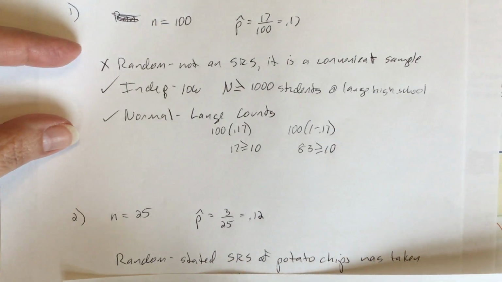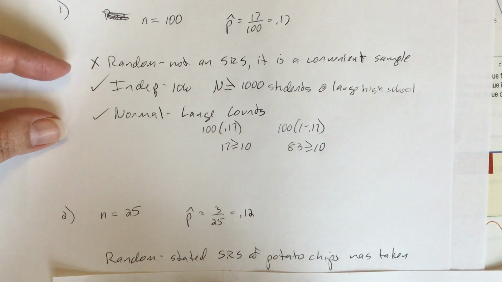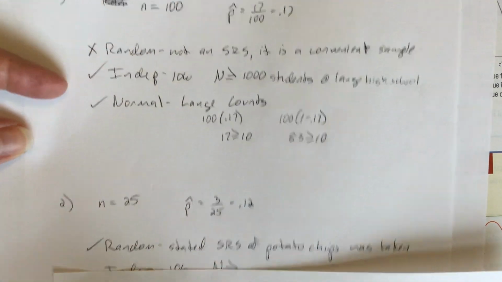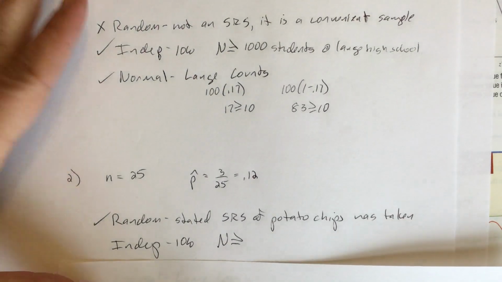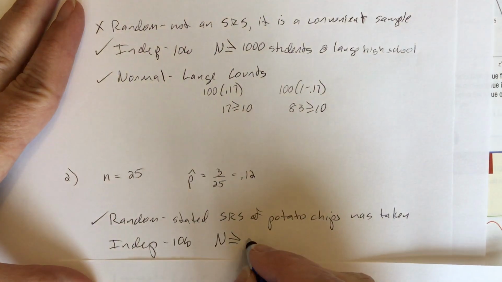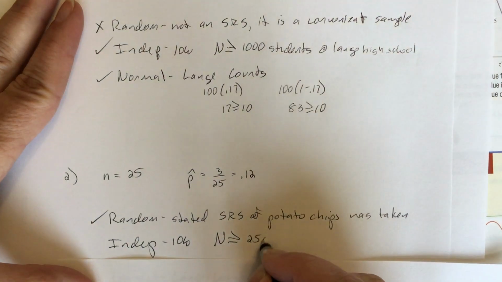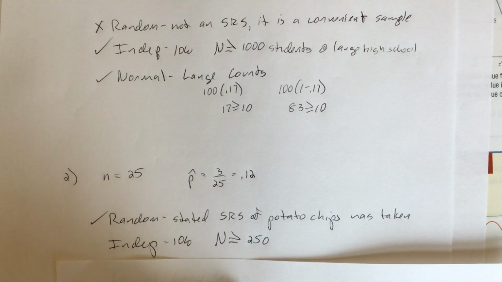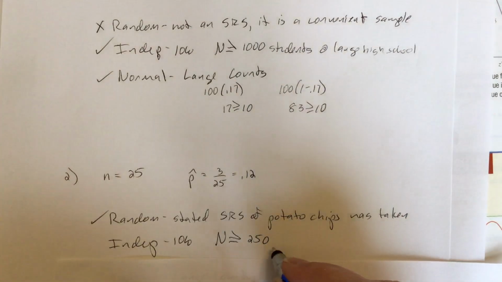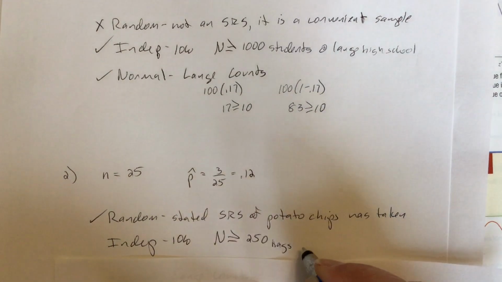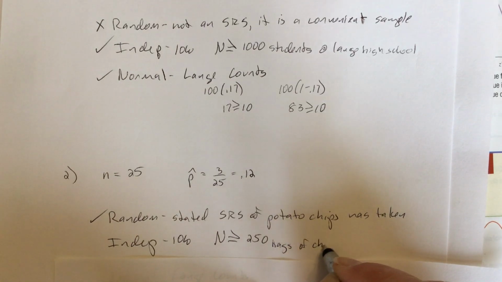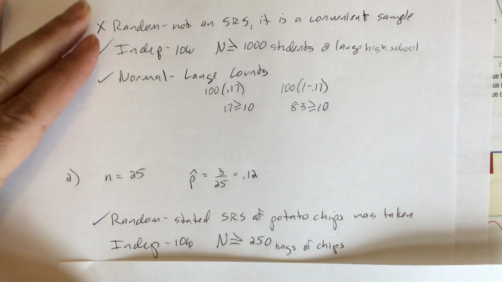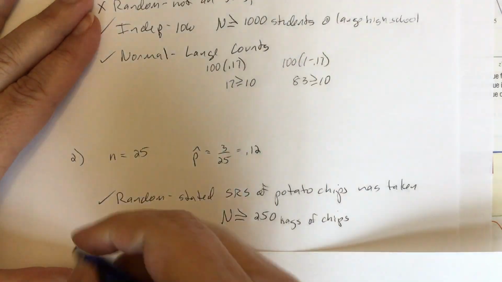So let's go through our conditions. Random, yes, it was stated that an SRS of 25 bags of chips was taken. So that's good. Independence, is our population greater than 10 times our sample? So our sample size was 25, multiply that by 10. I'm pretty sure there's more than 250 bags of potato chips, since it said there were thousands of bags of chips. So that one's met.